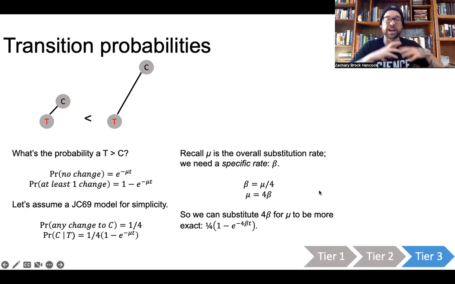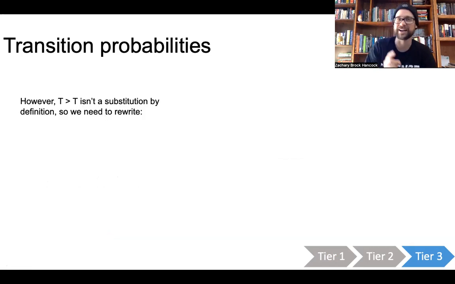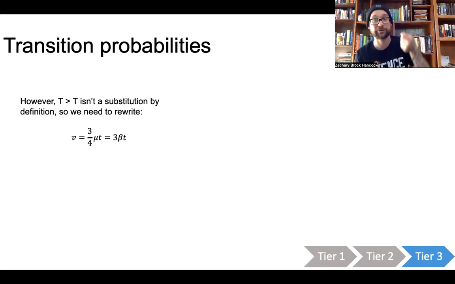So this gives us a more exact way of asking, was it a T that then changed to a C? However, the astute observer will recognize that a T to a T isn't a substitution by definition, so it can't actually be mu over 4. Mu over 4 assumes any of the 4 possible changes, including a T changing to a T. But a T changing to a T is not a substitution, so we need to do a little bit more rewriting. Now let's rewrite this as v equals 3 out of 4 mu T. The 3 out of 4 represents the fact that only 3 of the 4 possible changes represent a substitution, because 1 out of 4 doesn't represent a substitution.